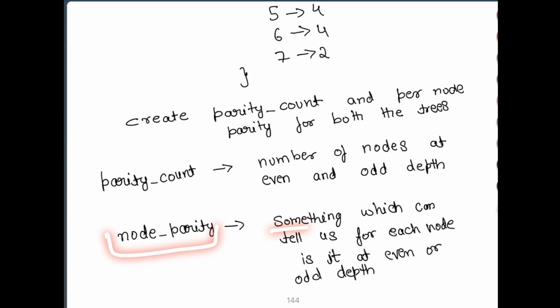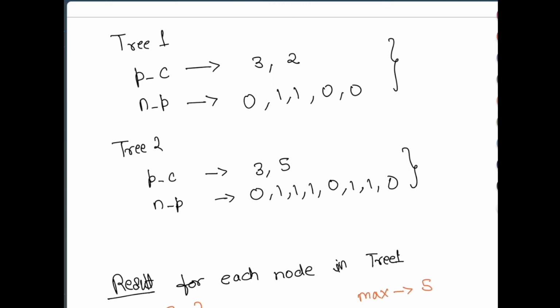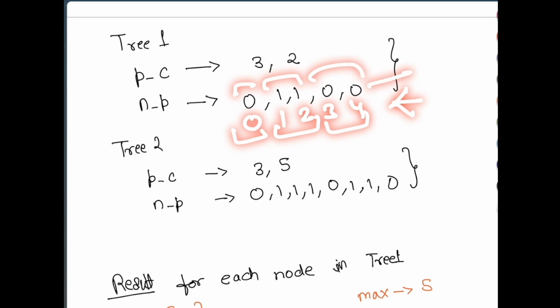And node parity is something which is going to tell us, for each of the nodes, whether it is at even or odd depth. And how this is going to help us, I will show you. So for tree 1, the parity count will be 3, 2. That is, we have 3 nodes at the even depth, 2 nodes at the odd depth. And the node parity is 0, 1, 1, 0, 0. So basically, these are our nodes: 0, 1, 2, 3, 4. For 0, it is 0. For 1 and 2, it is 1 and 1. For 3 and 4, it is 0. 0 means that this particular node is at even depth. 1 means that this particular node is at odd depth.